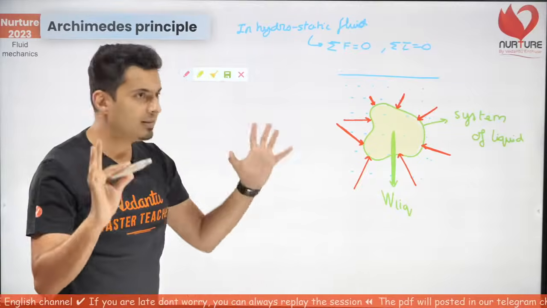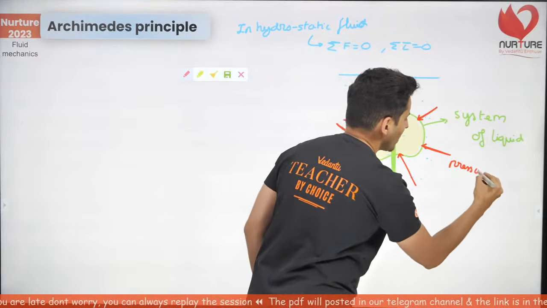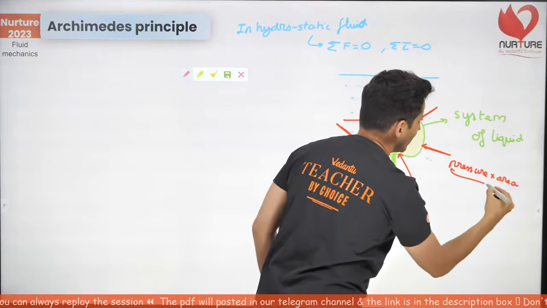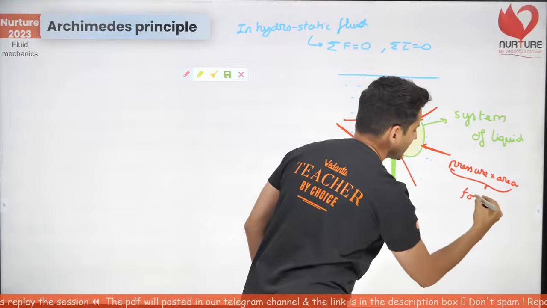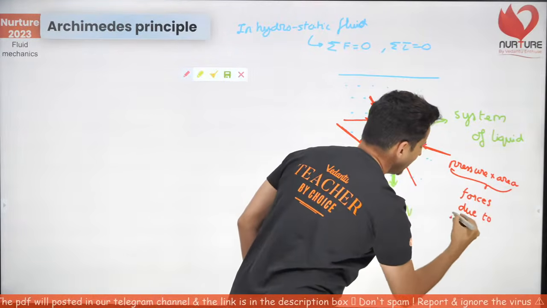Now, if you look at these arrows, what are these arrows? These are basically pressure multiplied by area, which is nothing but forces due to hydrostatic pressure.